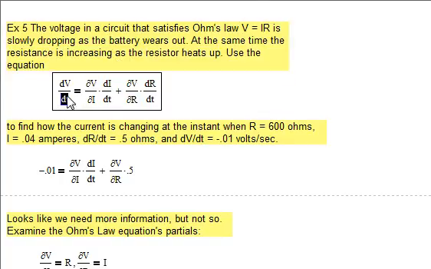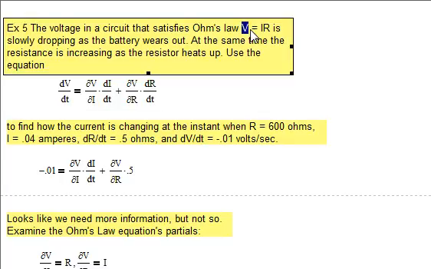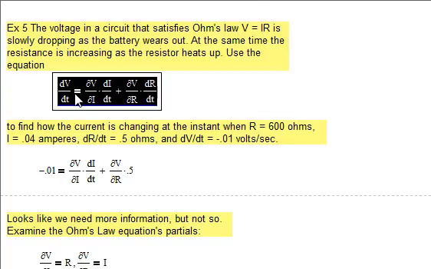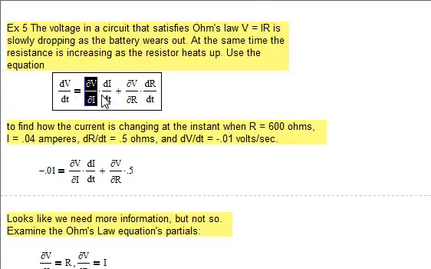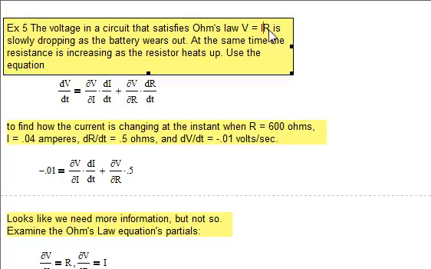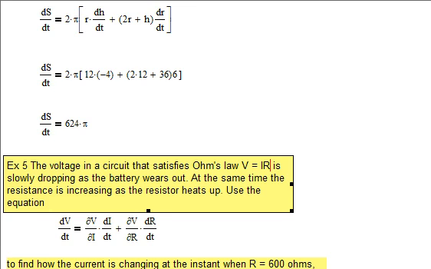So use the equation, and here it is, and this would be like the partial derivative of this equation. dV/dt equals the partial of V with respect to I times dI/dt plus the partial of V with respect to R times dR/dt, keeping in mind that I and R are considered functions of time, because after all the resistance is changing and the voltage is changing.